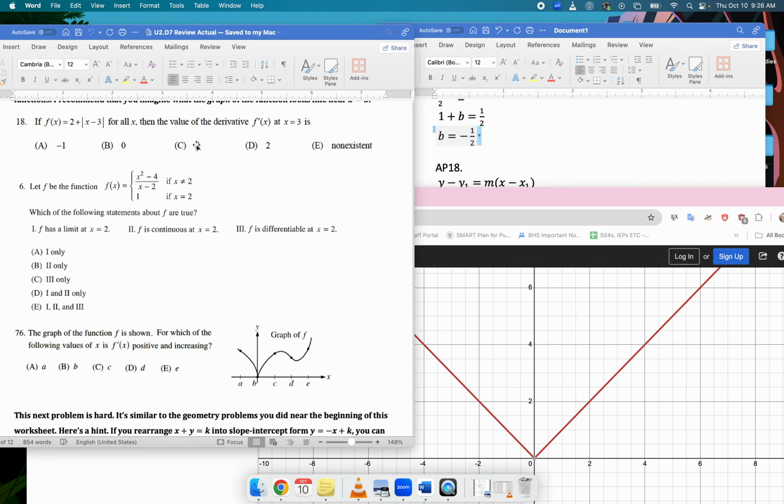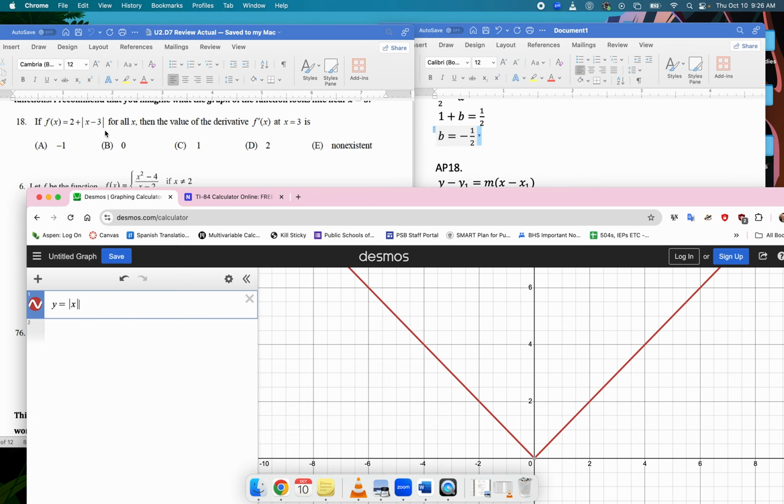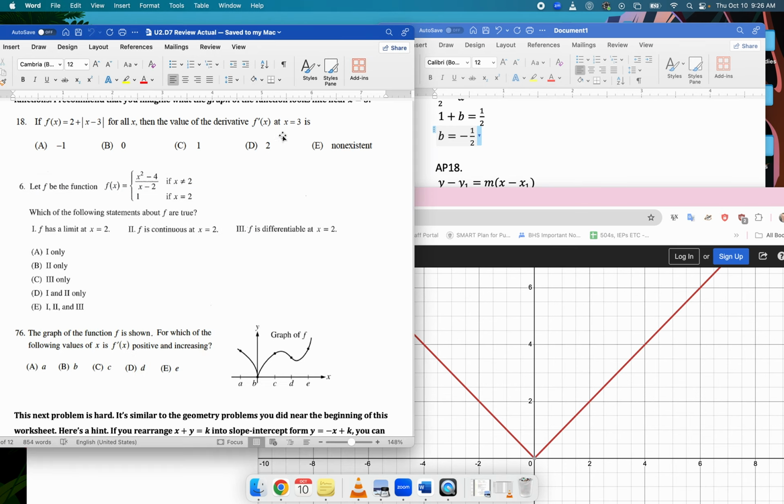And I would just think about this as saying, look, what does this graph look like? Well, the minus 3 here moves the graph 3 units to the right, and the 2 here moves the graph 2 units up. So the graph of this function just looks like this, but moved 3 units right and 2 units up. And then they ask you, what's the derivative of that function at x equals 3?